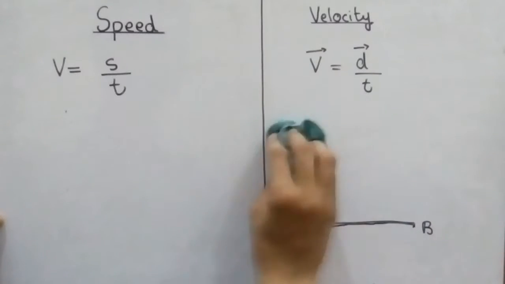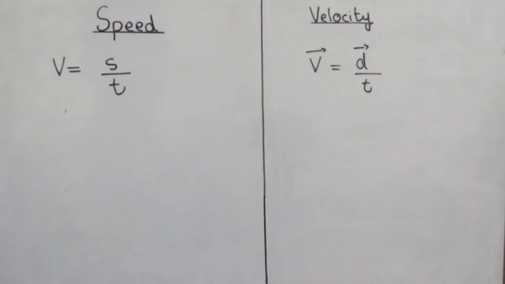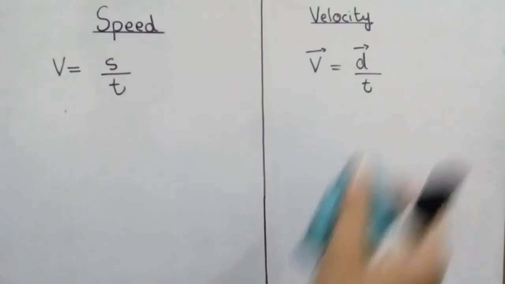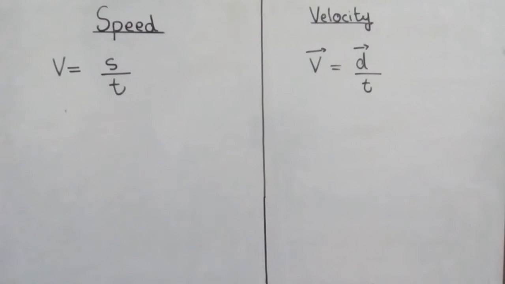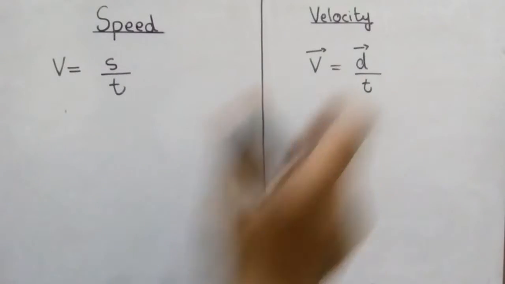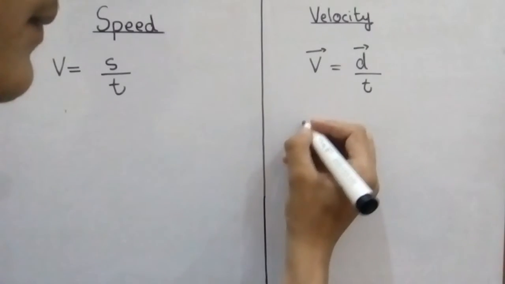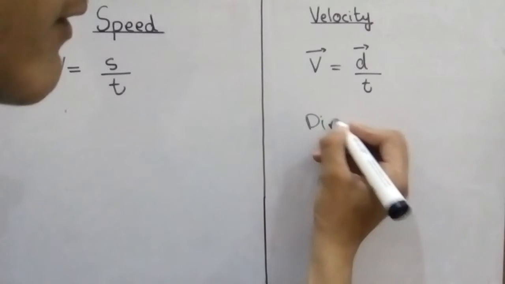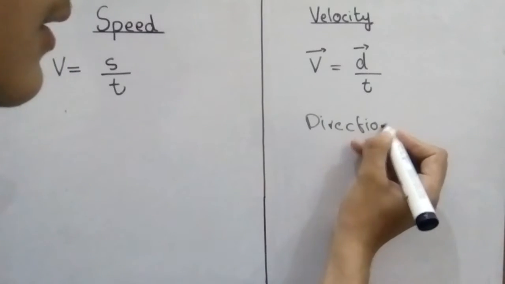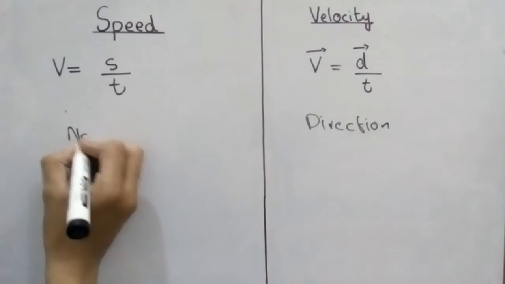So simply we can say speed is the distance covered by a body in unit time, and velocity is the distance covered in unit time with a direction. So velocity has a direction, and speed doesn't have a direction.